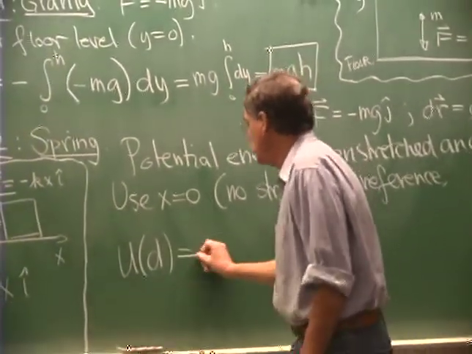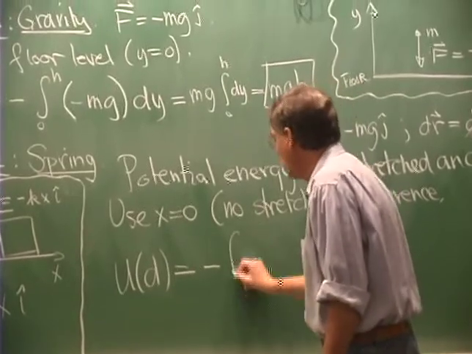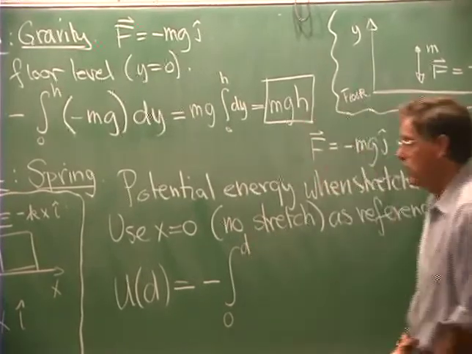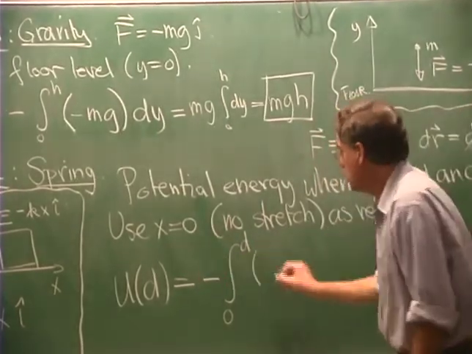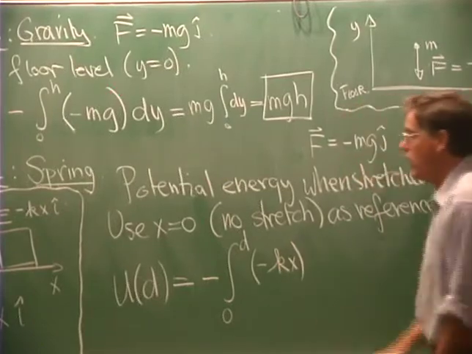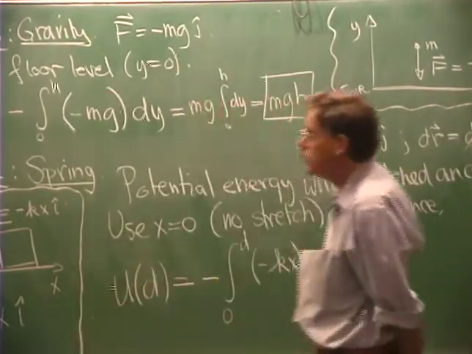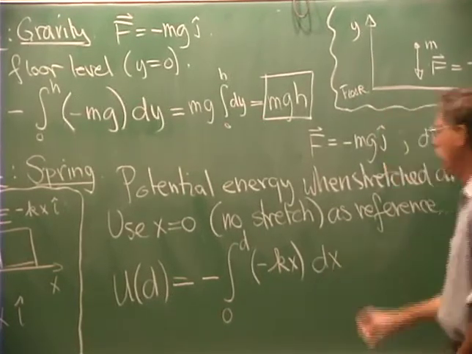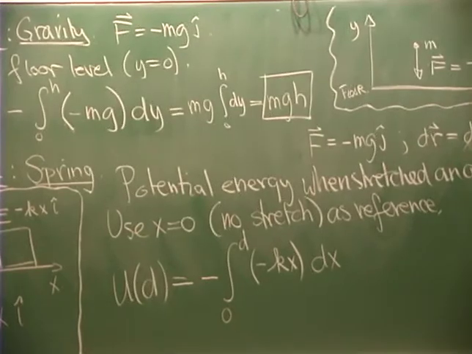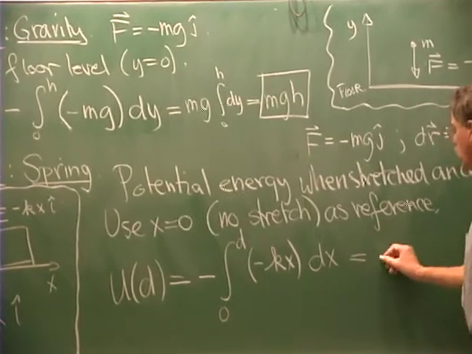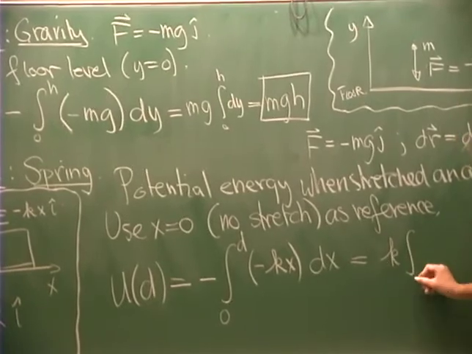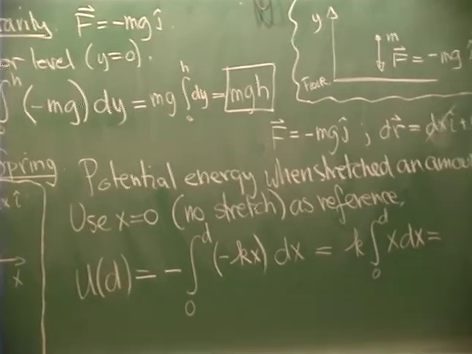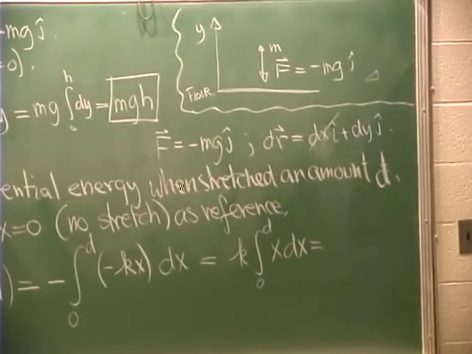Okay, now the potential energy relative to that reference point, if it's stretched out an amount d, is equal to, from the definition, minus the integral from the reference point, which we chose to be 0, out to the point d of F, which is minus kx. And this time it points in the x direction, so the only component I want for dr is in the x direction. That would be dx. Once again, the two minus signs cancel. I get k, the constant, times the integral from 0 to d of x dx.